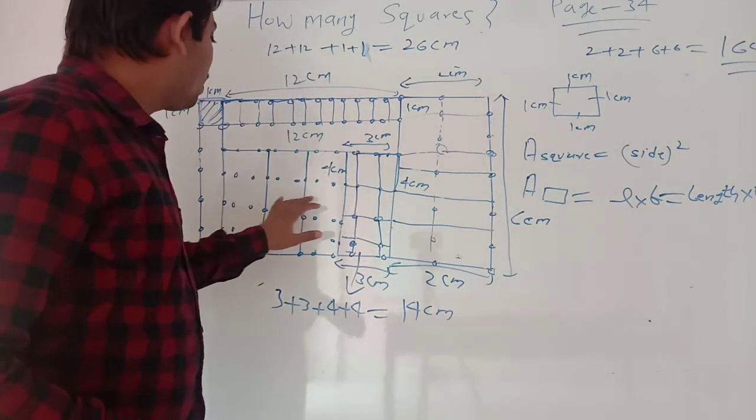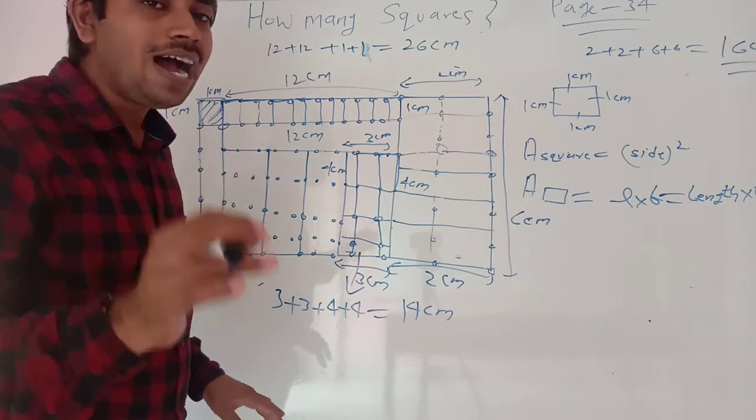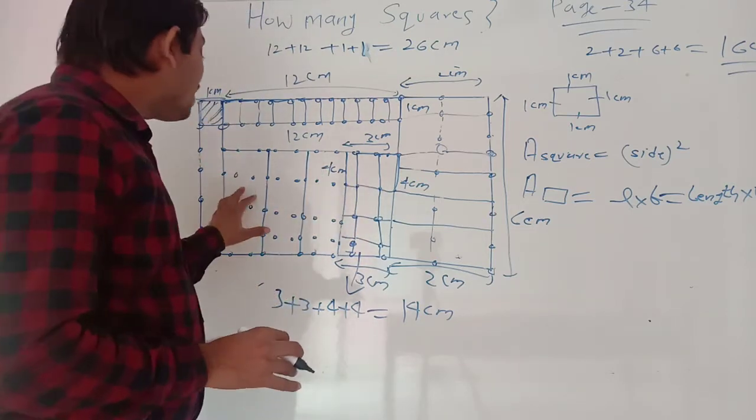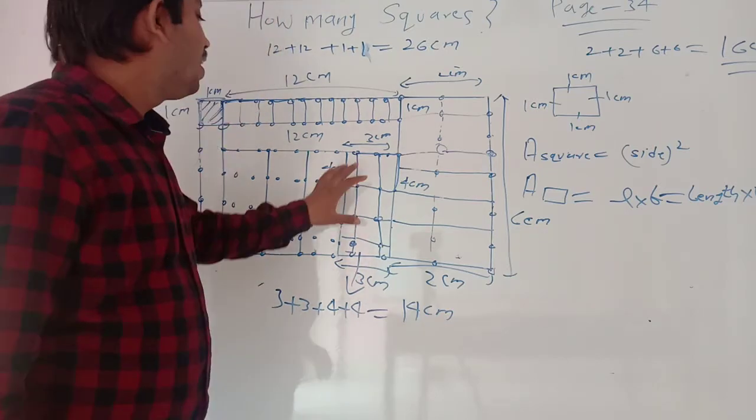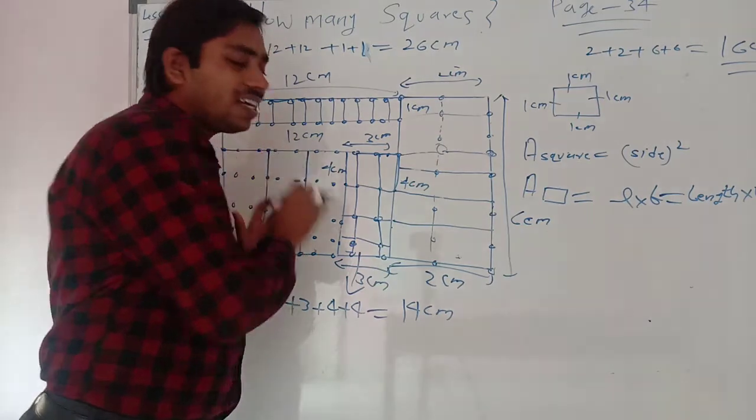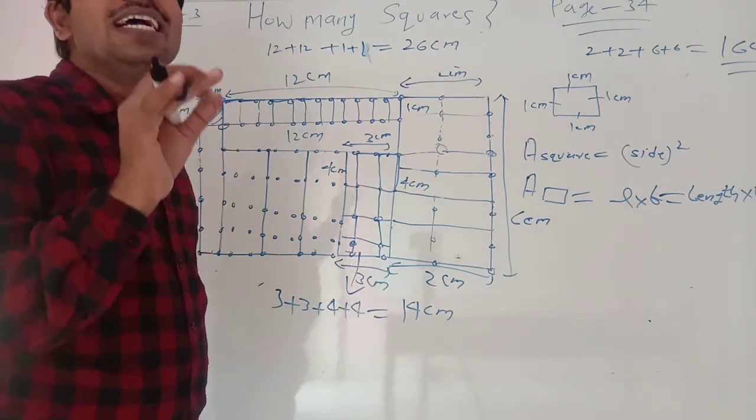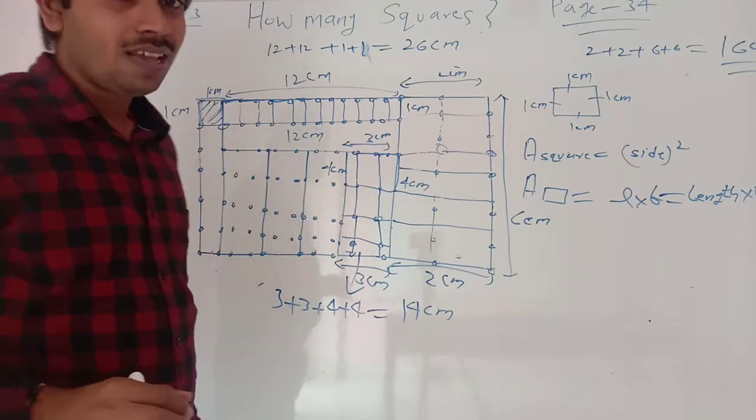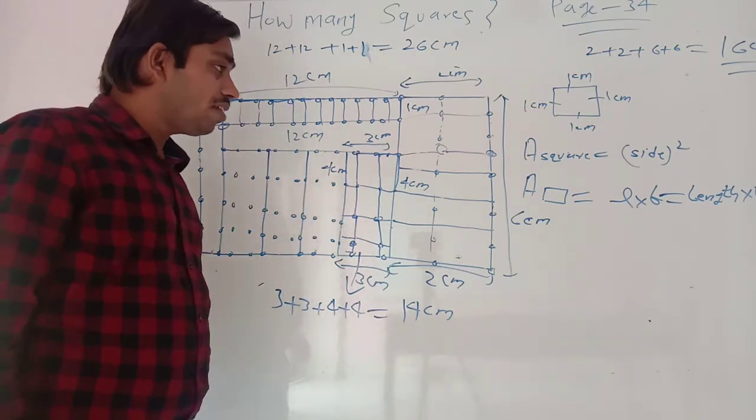And these next 3 rectangles are exactly copies of this rectangle. I mean their perimeter will also be the same as this rectangle. Why? Because these are exactly copies of this rectangle. I mean their dimensions, their area remain the same. I hope everybody understood, my dear students.